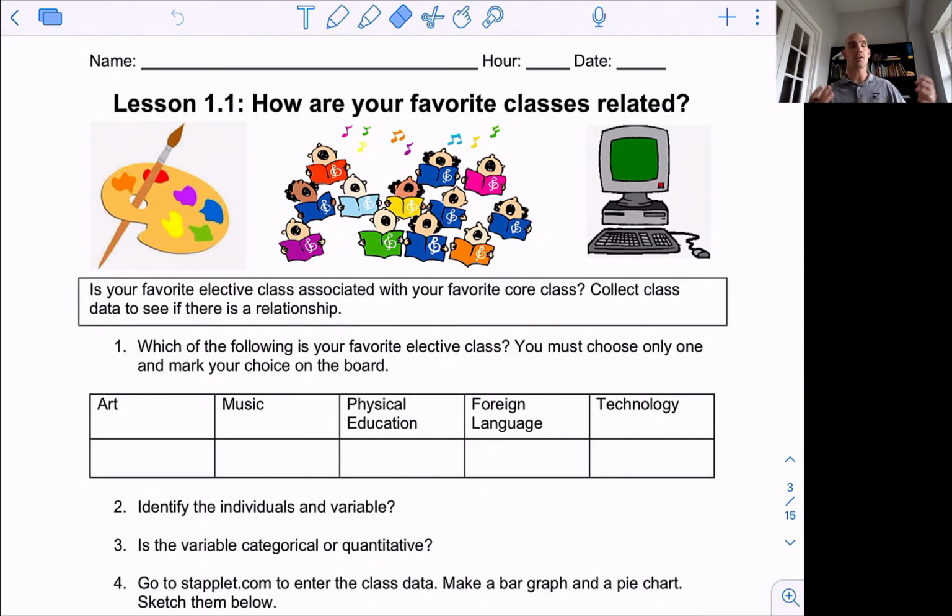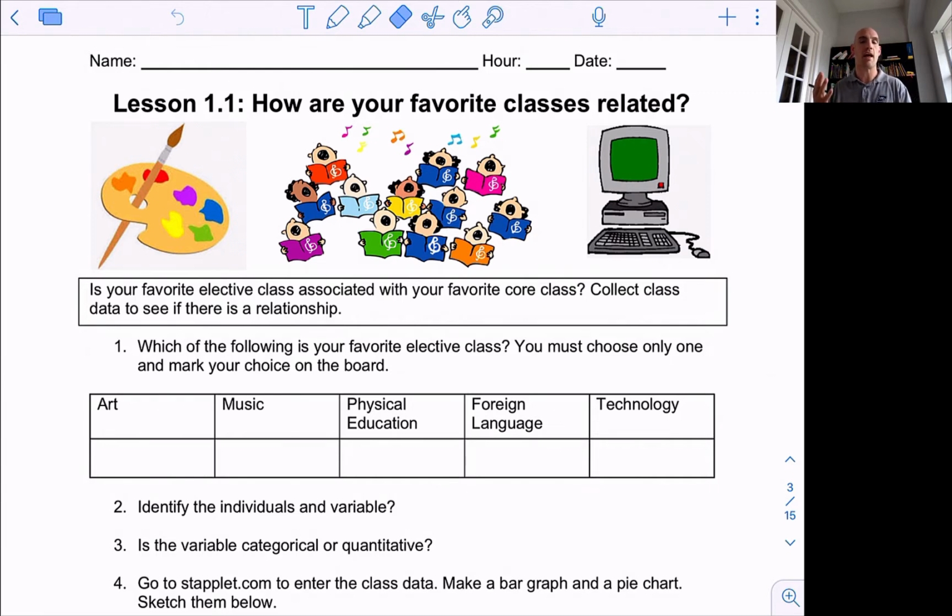Welcome back. Today we're going to talk about using categorical data to create charts and graphs, and look at what exactly is categorical data and how do we talk about it, and how do we create some charts and graphs that are going to help us interpret it. So I'm going to give an example here.